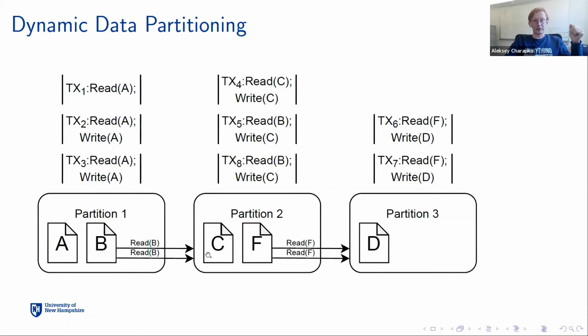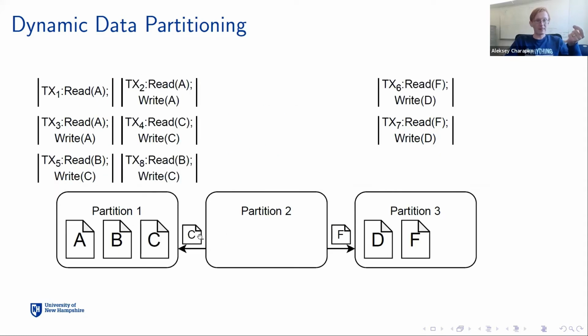In the base case, the object B had to move twice, so we had 2 distributed transactions. Now object C just moves once. So we saved 1 distributed cross-partition interaction by moving this object and moving the transactions that depend on it from partition 2 to partition 1. So this is the net benefit: 1 fewer distributed interaction. And the same happens with the object F. We can move it to partition 3, and then these transactions become local. So instead of having 2 distributed interactions here, we again reduce it down to 1 distributed interaction.